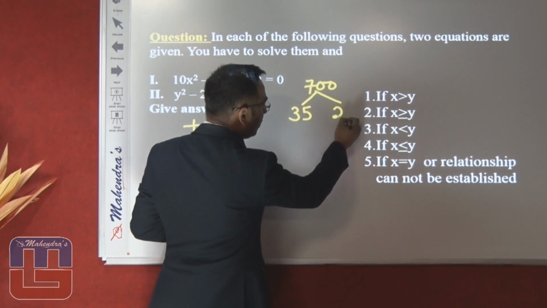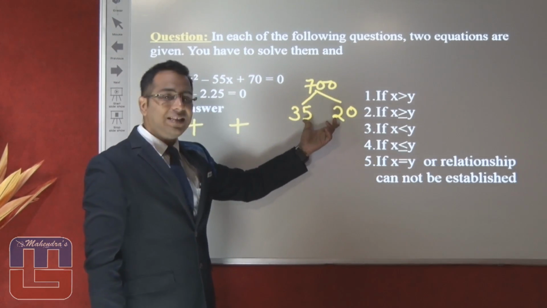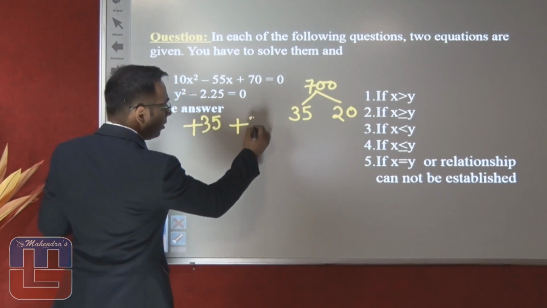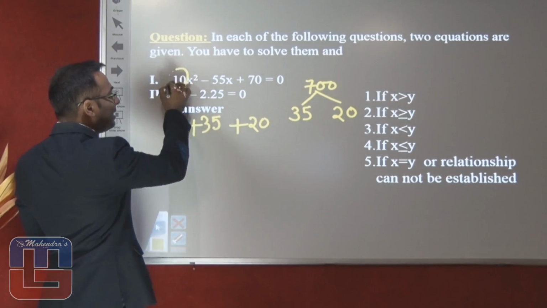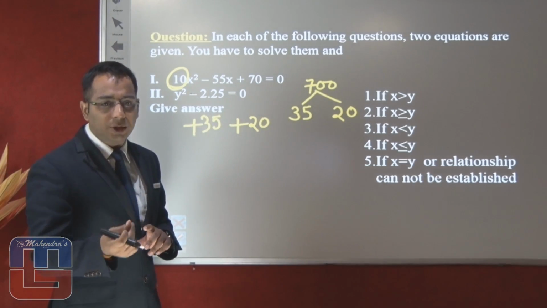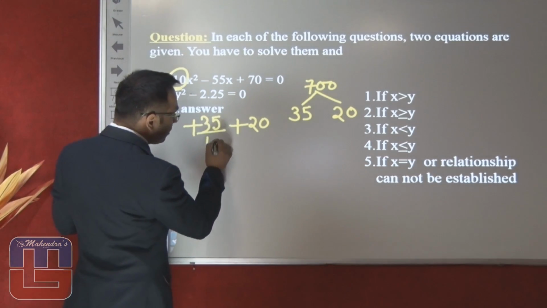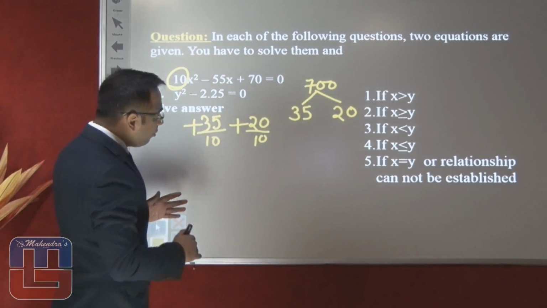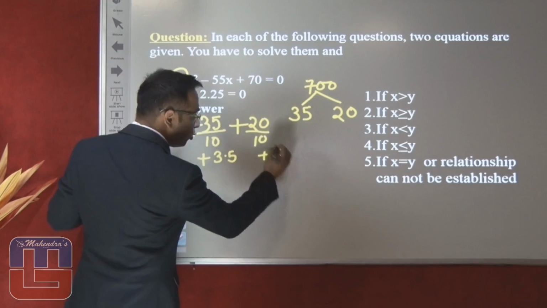The factors of 700 which can give us 55 are 35 and 20. 35 into 20 gives us 700, whereas when we add these numbers we get 55. That means the roots will be plus 35 plus 20, right? Wrong. Because the root has to be divided by 10, since this square value has a term with it. It has a magnitude. So whenever a square term has a magnitude, we divide these roots by that magnitude or that number. Now we know the roots will be plus 3.5 and plus 2.